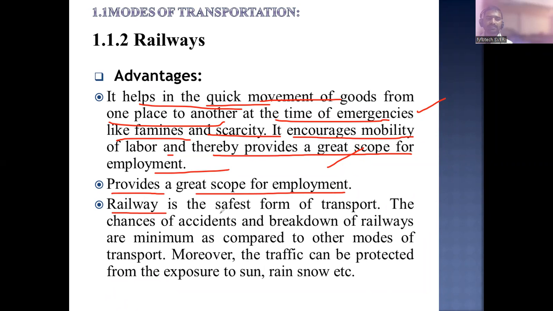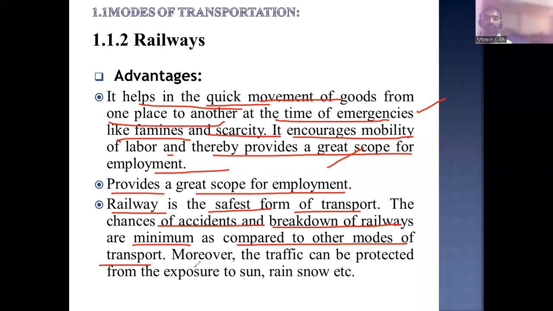Next, railways is the safest form of transport. The chances of accidents and breakdown of railways are minimum as compared to the other modes of transport. Yes, here it is compared to the airways or the roadways, mostly the roadways. The accidents and breakdowns of the railways are minimum. Okay, he is not saying that it is zero. It will be there, but it is minimum as compared to the roadways.